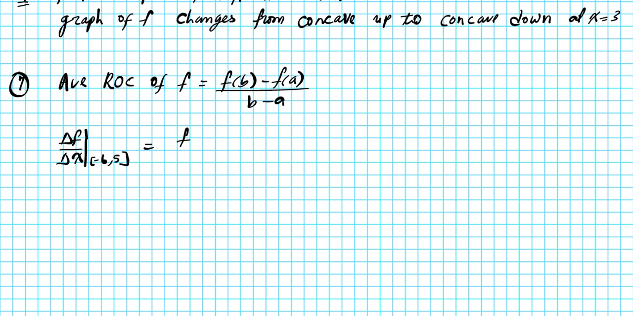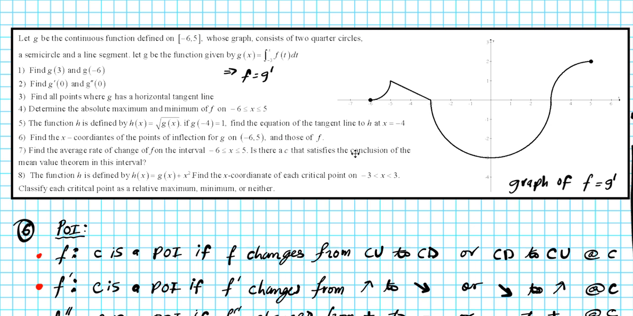It's simply going to be f of b, f of 5, minus f of a, which is f of -6, divided by b minus a. 5 minus -6 makes it a plus 6. So what is f of 5? We just consult our function and determine the output value when the input is 5. So when x is 5, our output is 2. So f of 5 is equal to 2. And then from this point, we can see that f of -6 is what? The output is 0. F of -6 is 0.